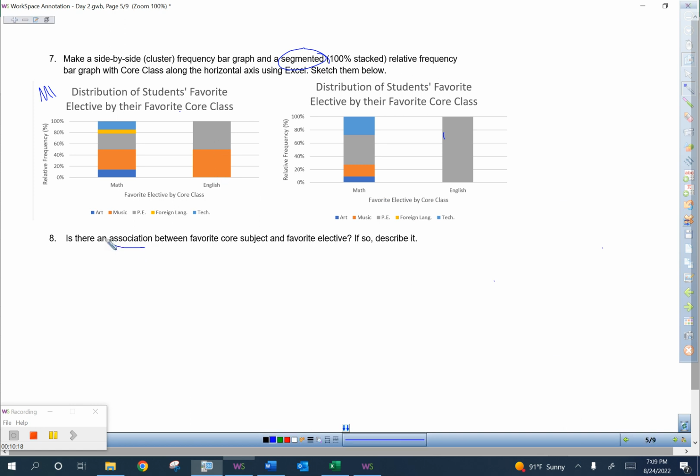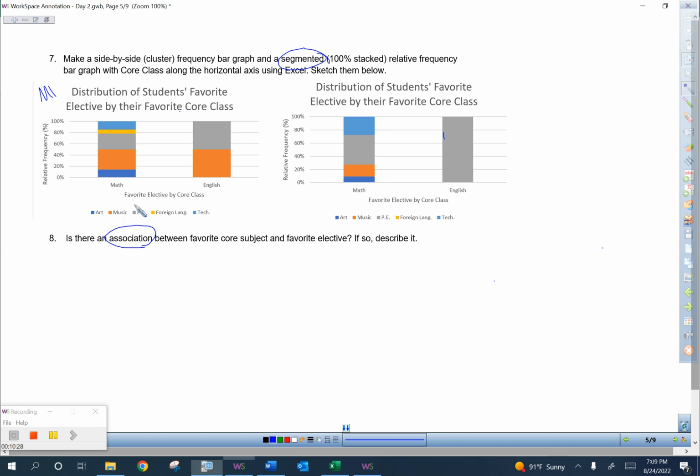So association just talks about if I were to focus on math, would I be able to see from the graph an association between that and a particular elective? Okay, so when I'm asking you a question like this, there's not necessarily a right answer. I just want you to tell me what you notice. Okay, so association means choosing one thing will make it more likely for something else to happen or less likely for something else to happen.